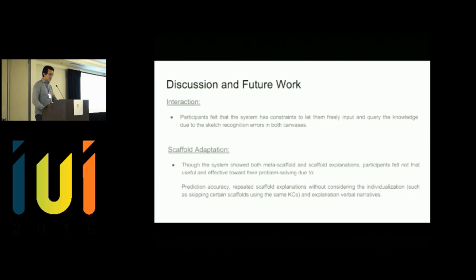Right now, on the interaction side, if you try it, you will notice that there are still some recognition errors, which still interfere with the users' performance, and we need to further improve that. But most importantly is scaffold adaptation. Though the system right now shows the meta scaffolds during problem solving or the explanation, students don't think they are very useful because of several reasons, like prediction accuracy or repeated scaffold explanation.